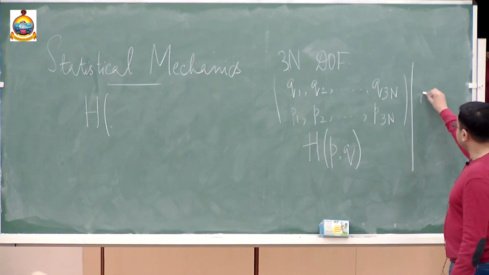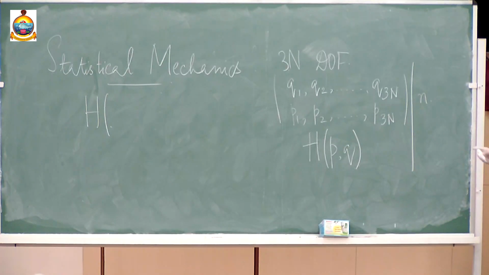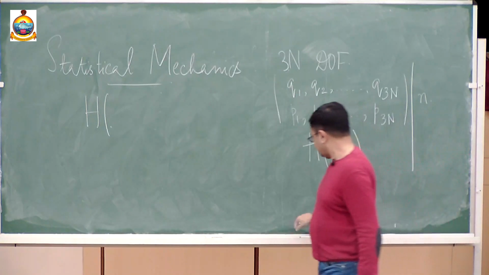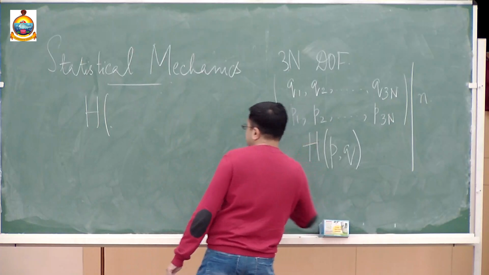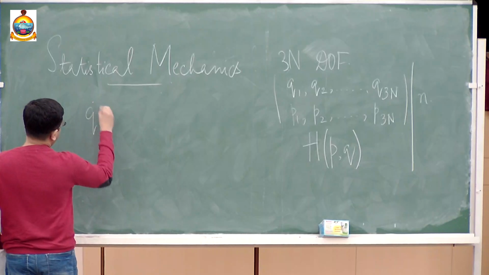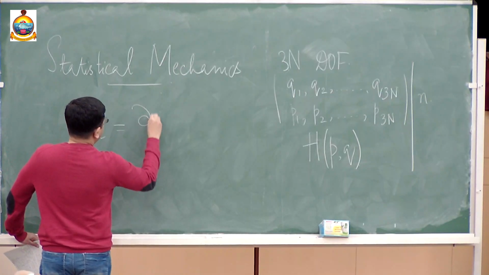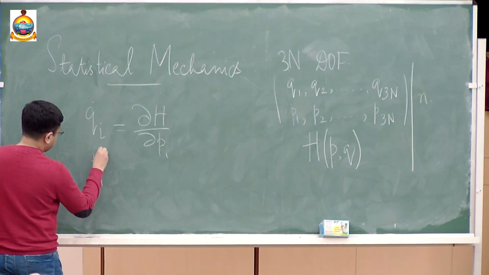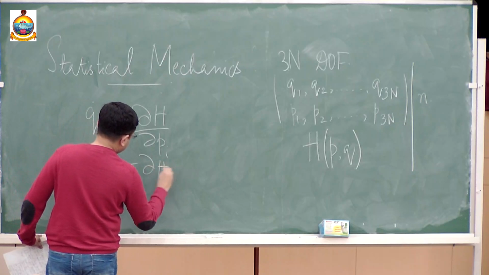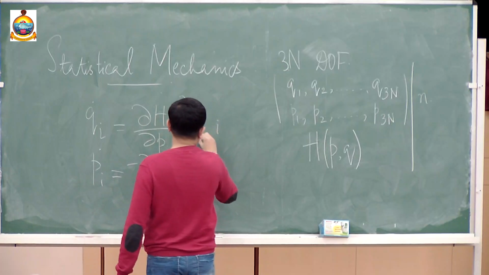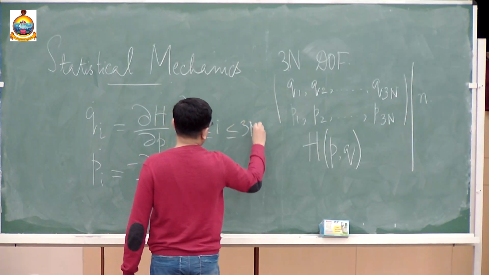So can someone tell me what is n? N is the number of dynamical variables. This is very much a dynamical system according to my definition of a dynamical system. So I should also write down the equations of motion, the Hamilton's equations. Qi dot is equal to del H del Pi, and Pi dot is equal to minus del H del Qi, where i runs from 1 up to 3n.